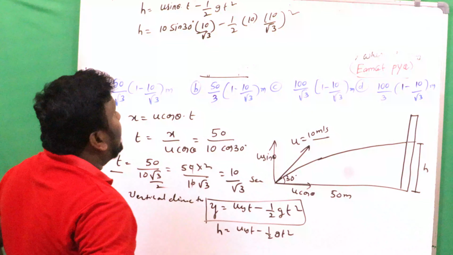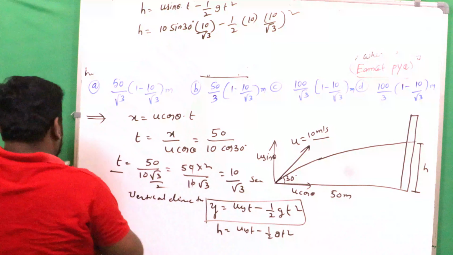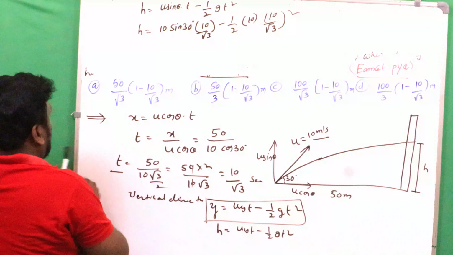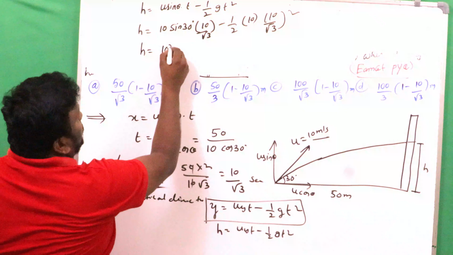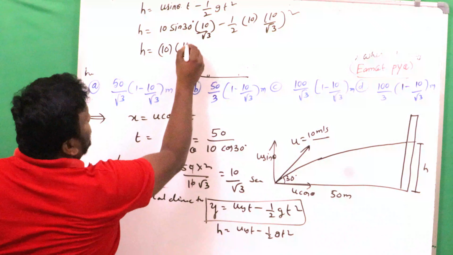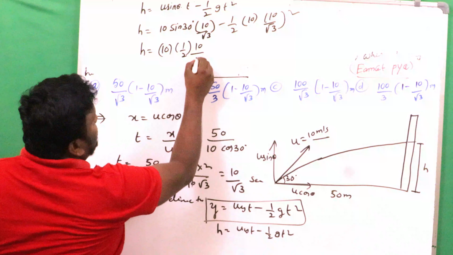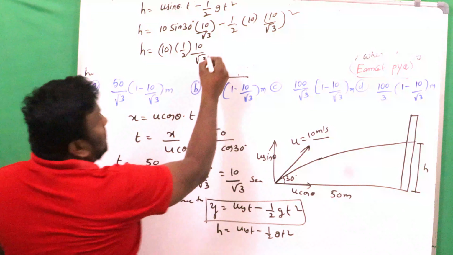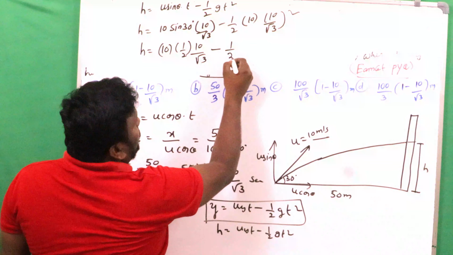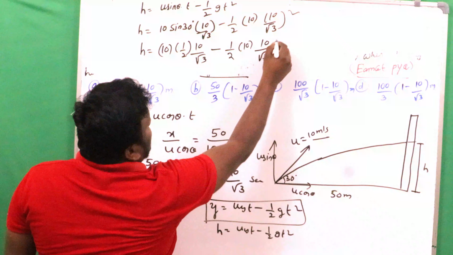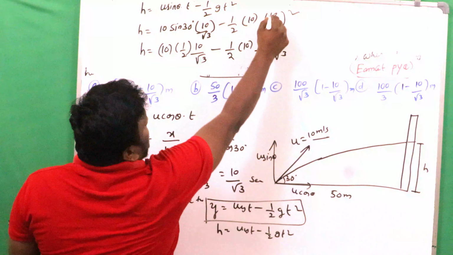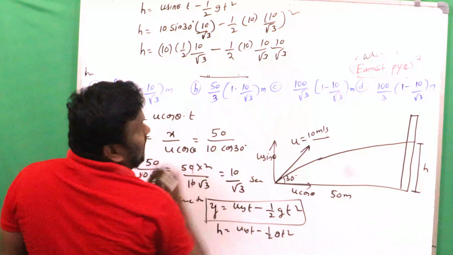Then obviously how can we write, children? Here sin 30 means 1 by 2. Then h is equals to 10 into 1 by 2 into 10 by root 3 minus 1 by 2 into 10 into 10 by root 3 into 10 by root 3.